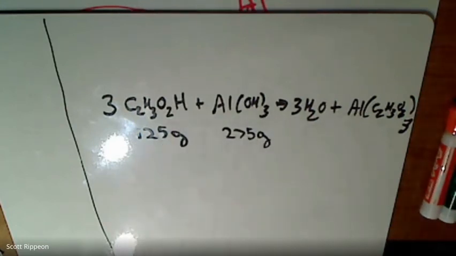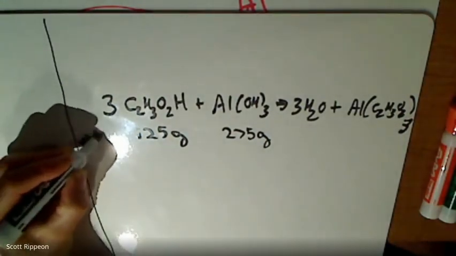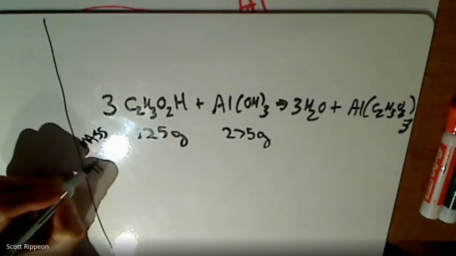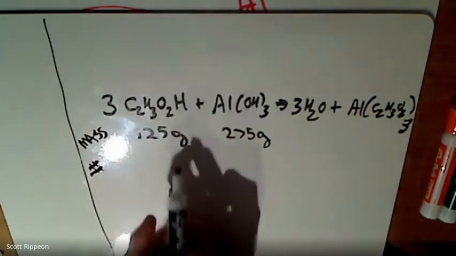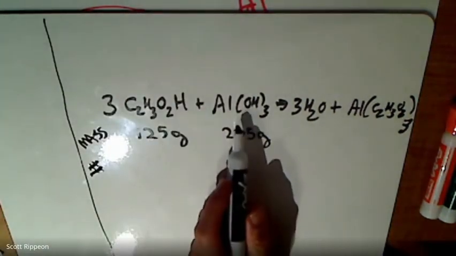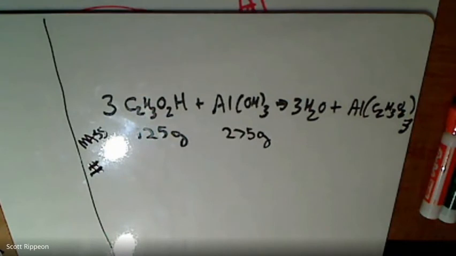So the first step, just like in the other problem with the boys and girls, is we've got to change these into numbers. These are masses. We've got to change them into the number of boys and the number of girls, or in this case, the number of acetic acids and the number of aluminum hydroxides. Same thing, just bigger words. Do you guys remember how to go from grams to moles?